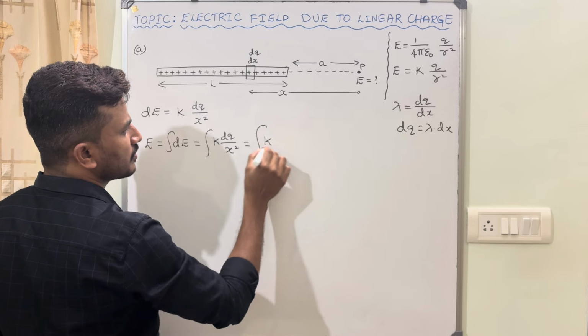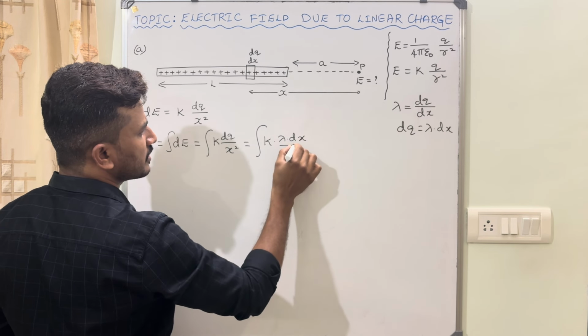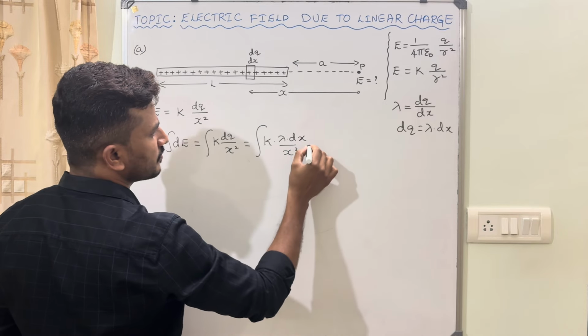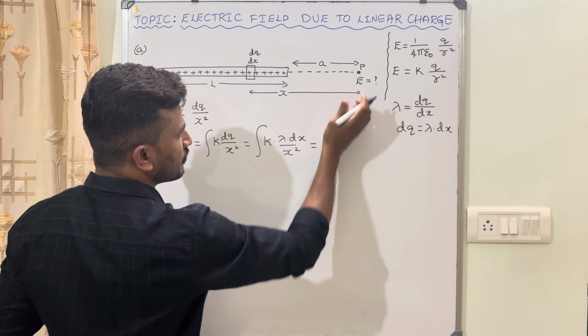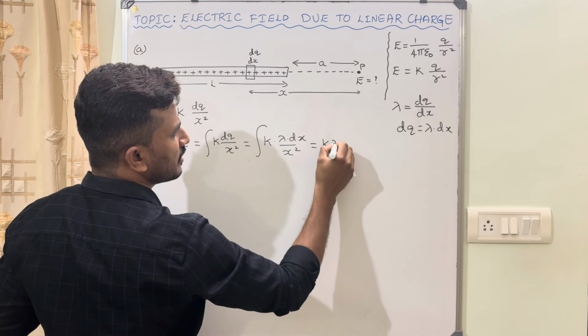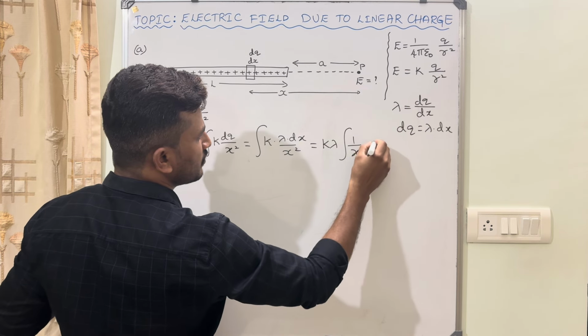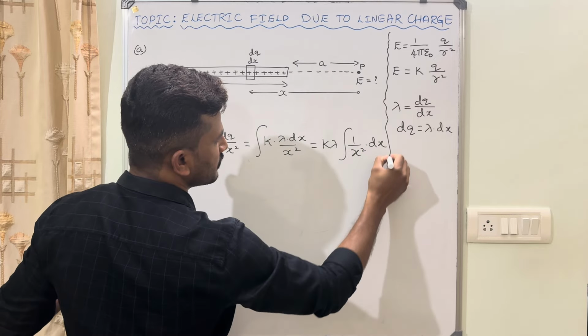Integration of k lambda into dx divided by x square. That is equal to integration of k, which is constant here, right? K lambda is constant, it will come out. K lambda is constant, divided by x square into dx.